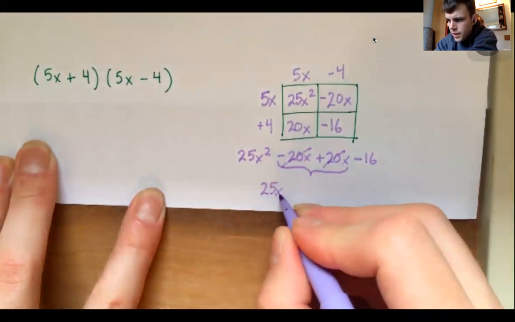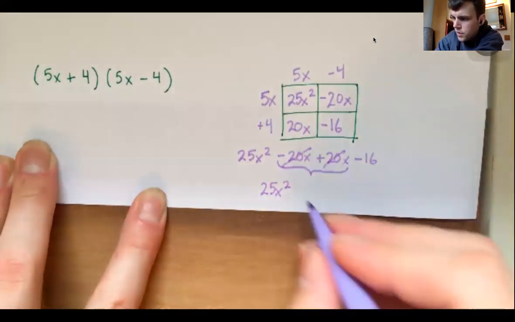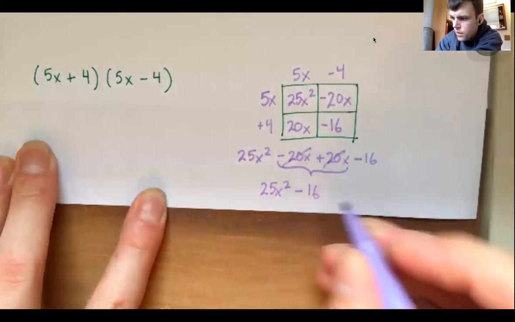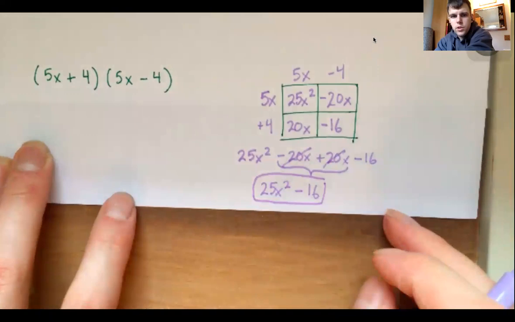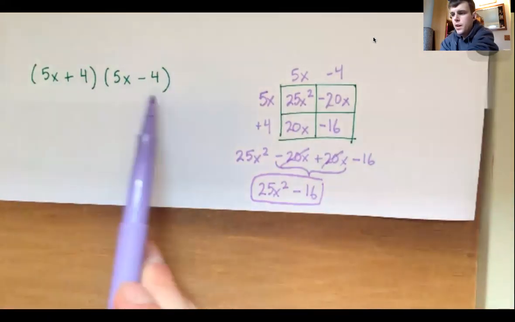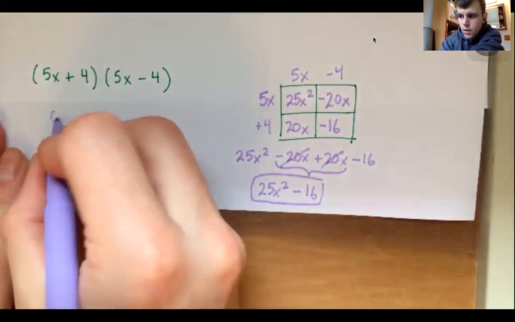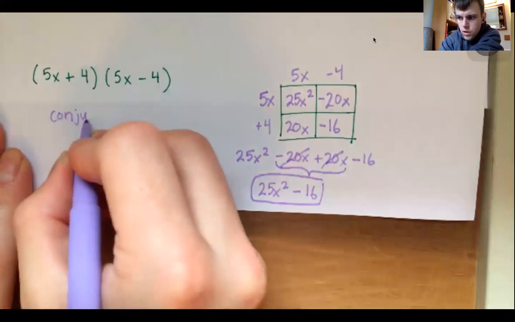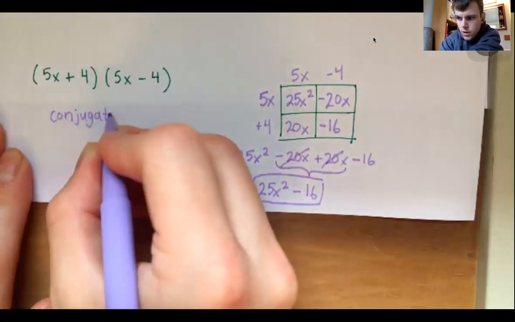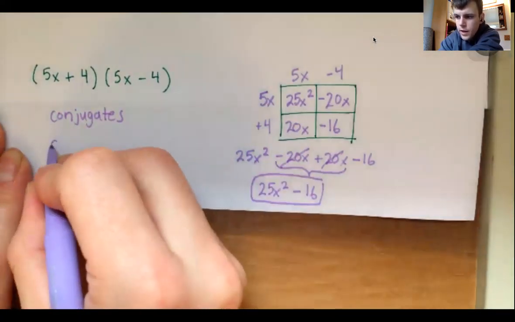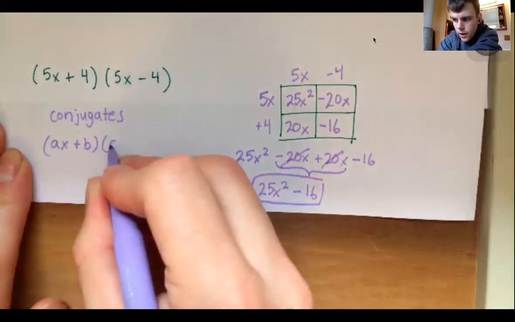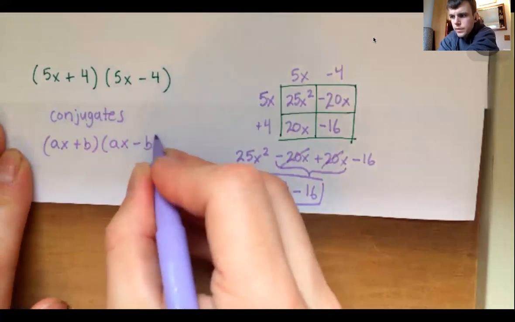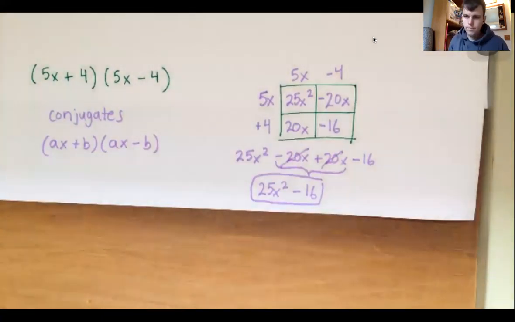So, unlike the others, which ended with a trinomial, with 3 terms, this one ends up just as a binomial, 2 terms. And that happens anytime you multiply conjugates together. They're usually something like ax plus b and ax minus b. Cool.